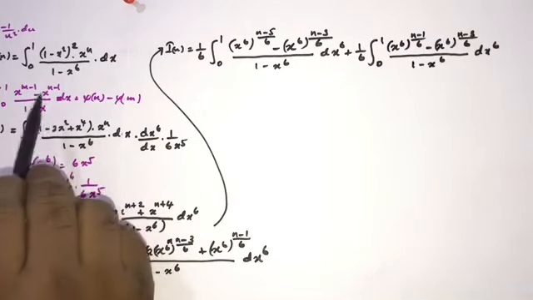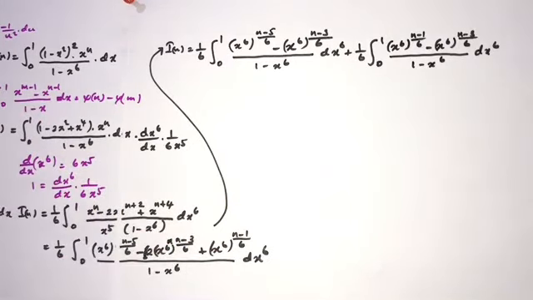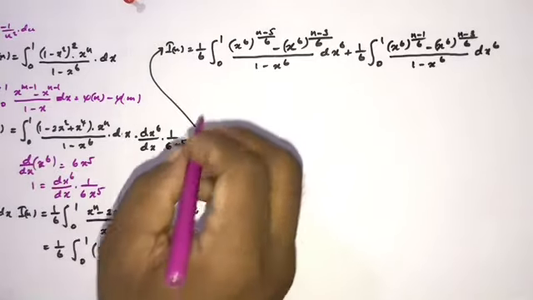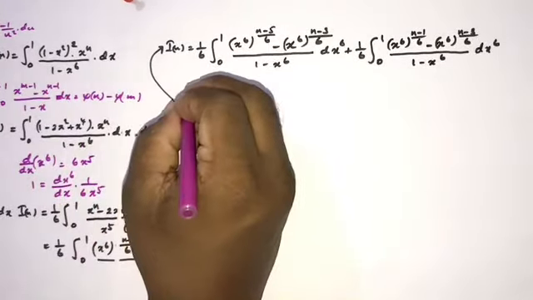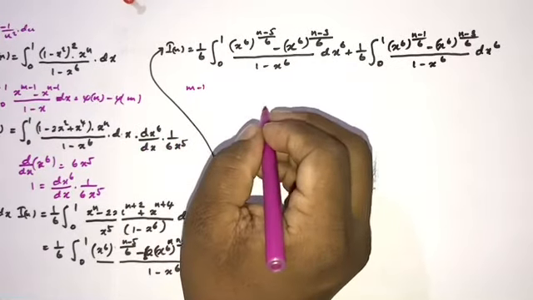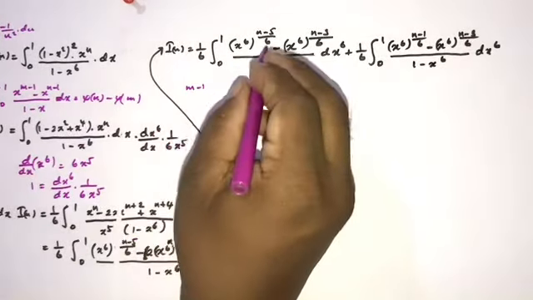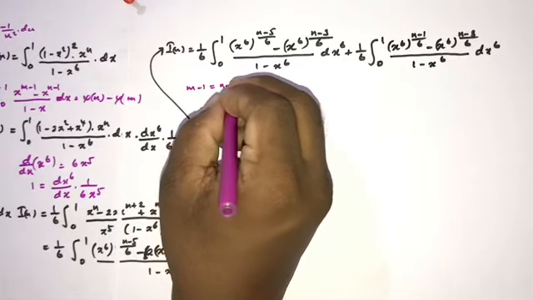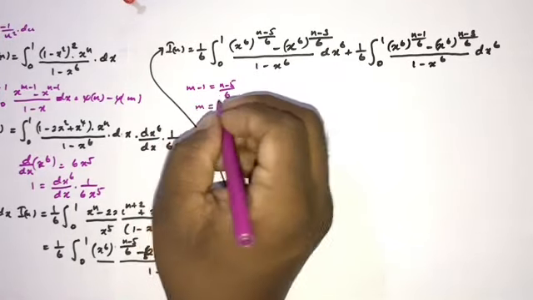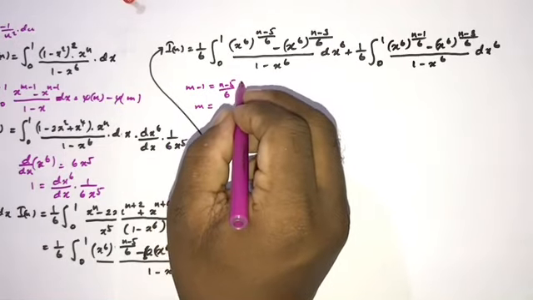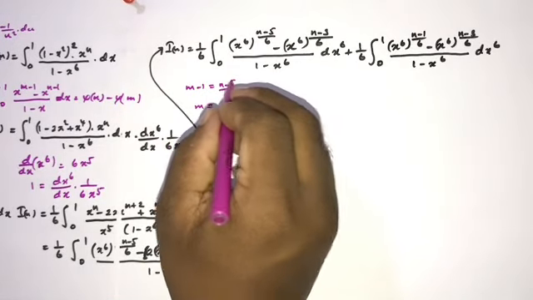So we should find the n and m. So here we can write m minus 1 is equal to n minus 5 over 6. So we know m is equal to n minus 5 over 6 plus 1, so n plus 1 over 6.